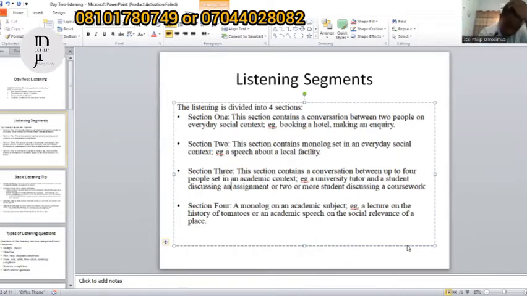Then finally, section 4 is a monologue. This is basically a monologue about an academic subject, maybe a lecture on the history of tomatoes or an academic speech on the social relevance of a place. That is the segmentation of the listening test, the segments into which it is divided.